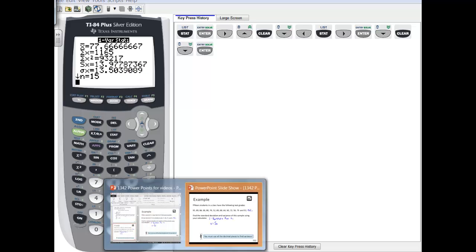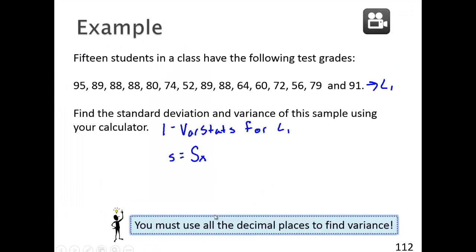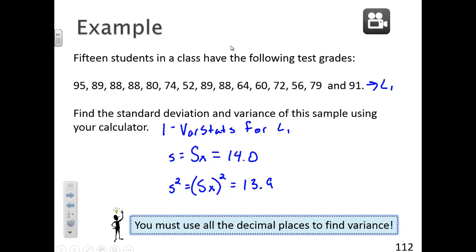Now, we also need to find the variance. So, we found standard deviation. The variance is S squared. So we're going to take that value for SX and we're going to square it. We cannot square 14.0 and get the correct answer. It will be off by a few decimal places. So what we must do is use the entire value we were given for the standard deviation and square that value.